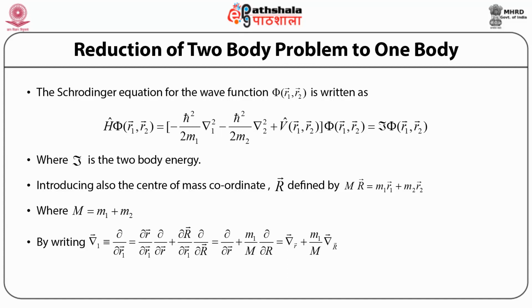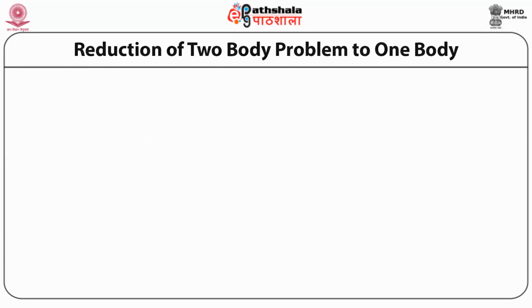So by writing del 1 vector equal to del by del r1 vector equal to del r vector by del r1 vector times del by del r vector plus del of capital R vector by del r1 vector times del by del capital R vector, equal to del by del r vector plus m1 by capital M del by del capital R vector. Similarly, del 2 vector equal to del by del r2 vector equal to minus del by del r vector plus m2 by capital M del by del capital R vector.